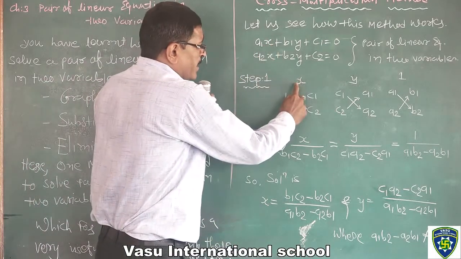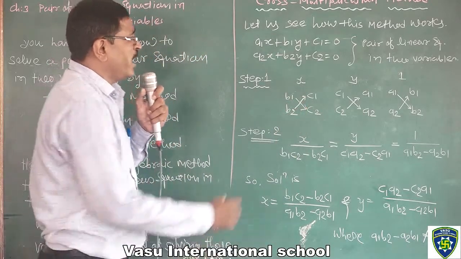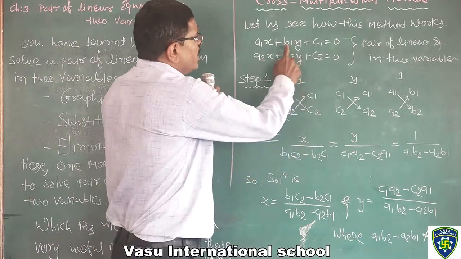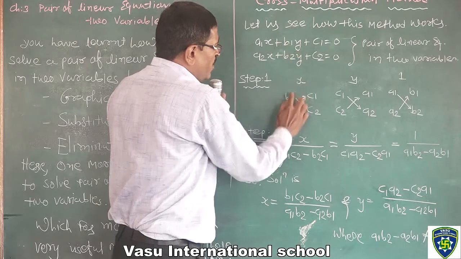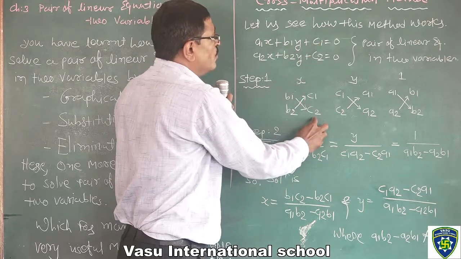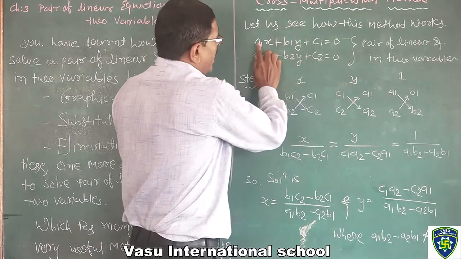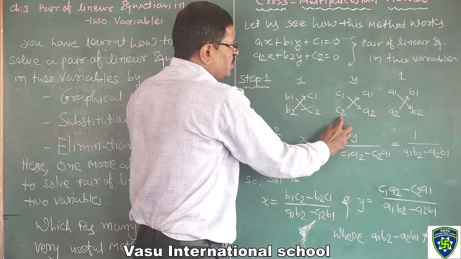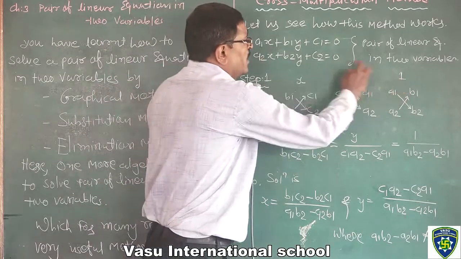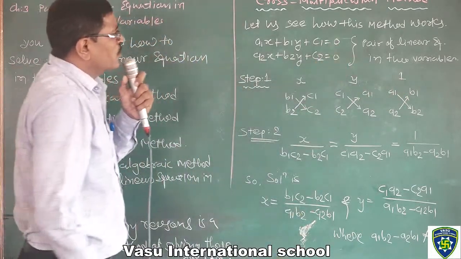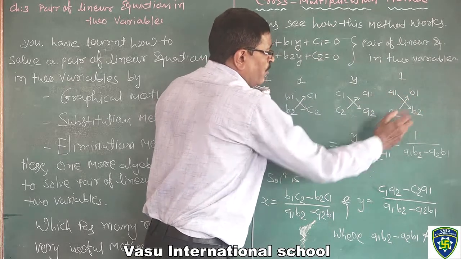So for x we write like this, or we draw a diagram like this. x upon the coefficients of y and the constant term, which are b1, b2, c1, c2. We write like this. Now y upon the coefficients of the constant term and x, c1, c2 and a1, a2. Clear? Now the constant term has no variable, so we denote it by 1. 1 upon a1, b1, a2, b2.